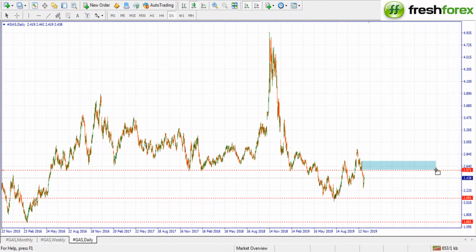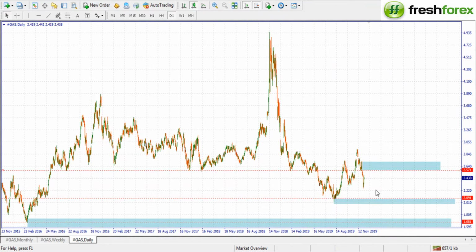This is the place, and then we also have this level here. This should be a very good support, and then we also have this one at the very bottom. So if price successfully pulls back to the upside and even reaches 2.571, then this will give us the correct place to look for a sell from.